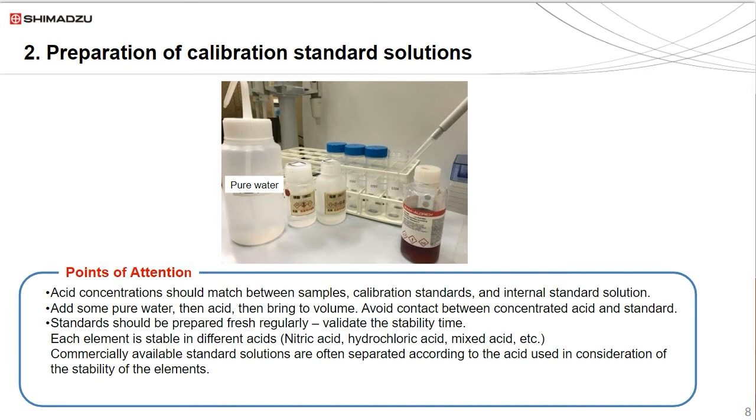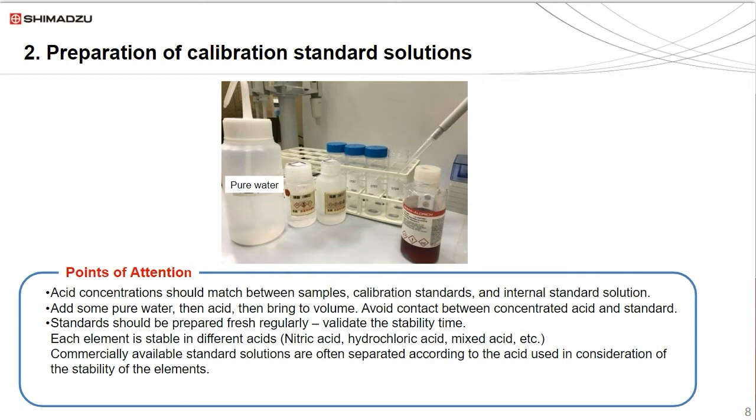A point of consideration is matrix matching, ensuring that the sample dilution and the standard calibration solutions have the same acid matrix. So, for example, a typical digestion with 4.5 milliliters of nitric acid and half a milliliter of hydrochloric acid, diluted to 100 mL, or 50 mL and then a 1-to-1 final dilution, would have a 4.5% nitric acid and 0.5% hydrochloric acid matrix. The standard solution should match this.